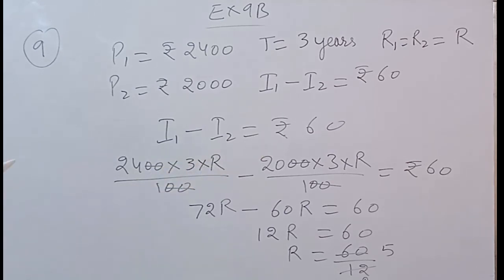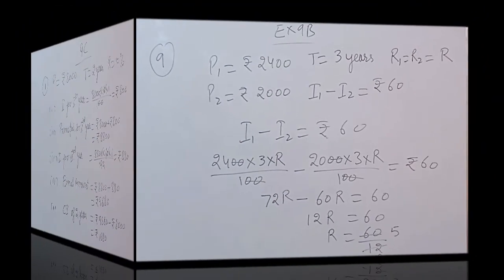So 20 to 20 cancel of 2400, 20 to 20 cancel of 2000. So we get 24 into 3, that is 72R, minus 20 into 3, that is 60R, equal to 60. So that is 12R equal to 60, or R equal to 60 upon 12, that is 5%. So in that manner you can do question number 9.